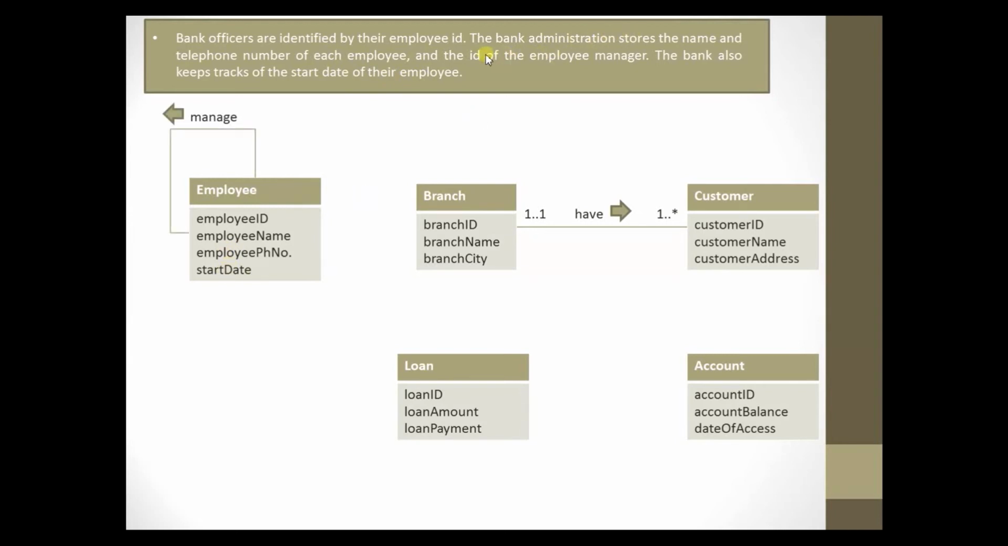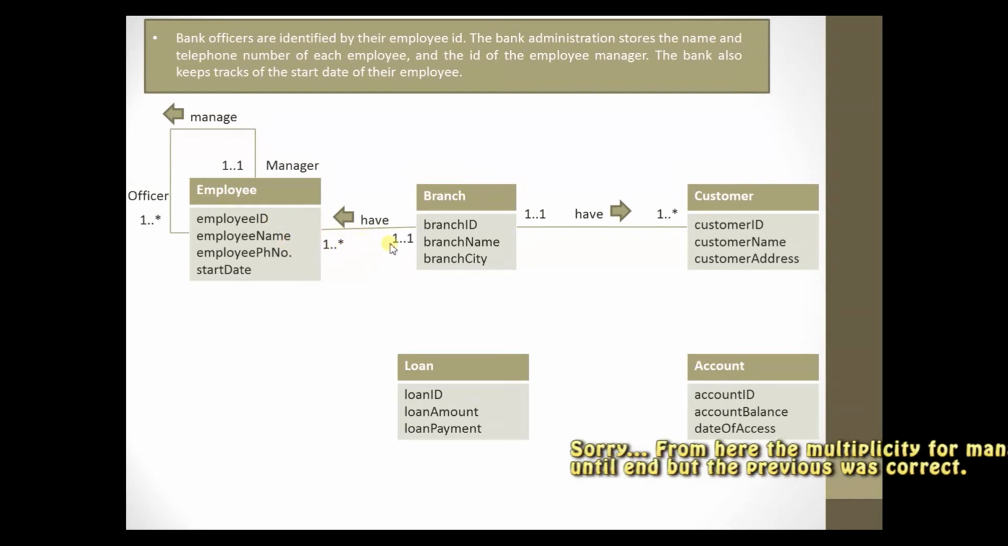So in here it mentions the ID of the employee manager, which means that there is a recursive relationship between employee and employee, where the manager manages the officer. So one manager can manage many officers, and one officer is managed by one manager only. So 1 to 1. Okay, and here is the relationship between branch and employee, which is branch has employee. A branch can have many employees, and an employee can work in one branch only.